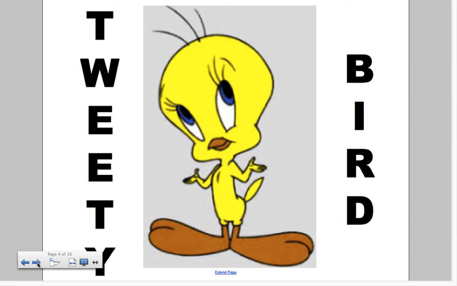So here's Tweety Bird, one of my all-time favorites. Can you look again? You can see the feet. Can you see anything else? His eyes, his head, his hands. Look how small his hands are compared to the body and his head and his feet. So a little out of proportion. We do that all the time. Now.